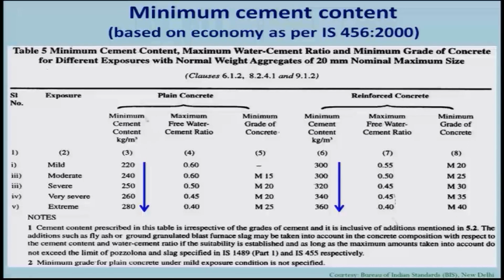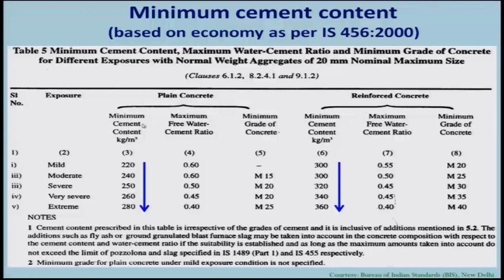Within plain concrete again you have three classifications. One is minimum cement content that you have to use, second one is maximum free water cement ratio, the third one is minimum grade of concrete. Likewise, reinforced concrete also has the same classifications. At this point of time, let us see only the minimum cement content, because minimum cement content is an important factor from economy standpoint. We will again revisit this table at a later stage.